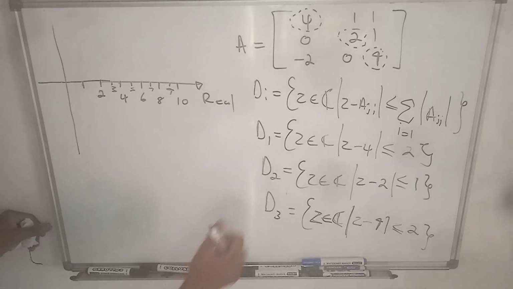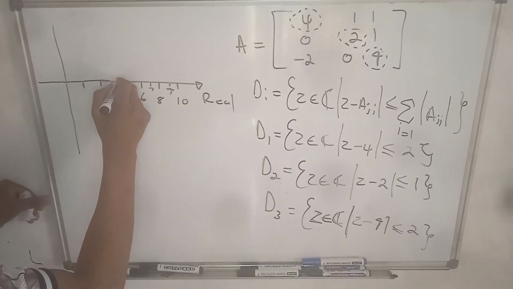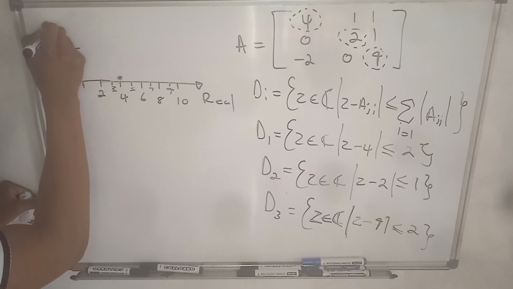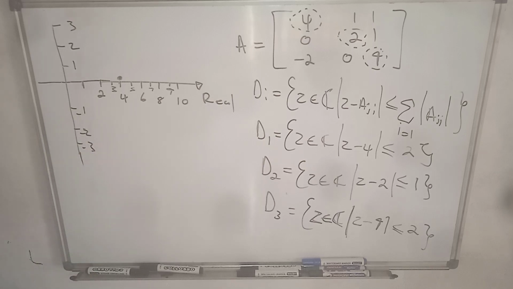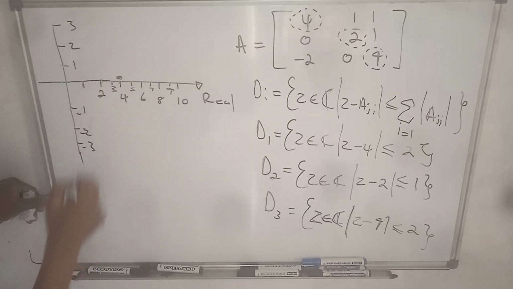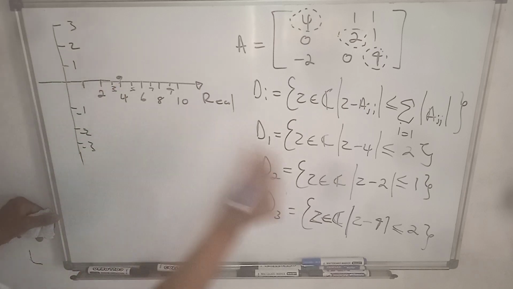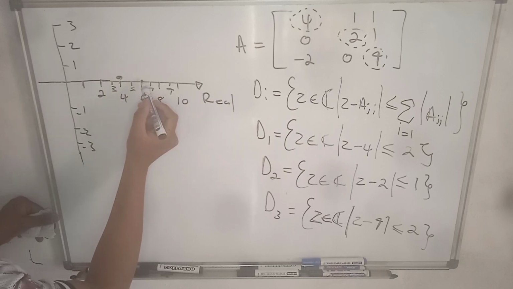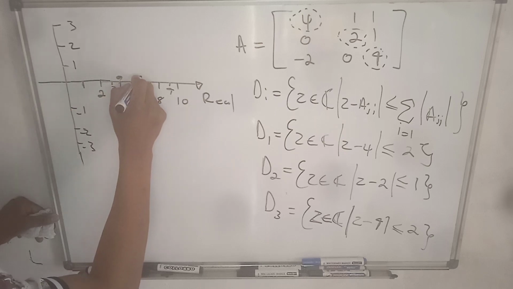So let's check this one first. Here we have 4, and it lies here. Let me draw the scale also: 1, 2, 3, minus 1, minus 2, minus 3. That is the scale that we have. So we have 4 here, and this 4 has a radius of 2. So it will go to 5 and 6, because 4 plus 2 is 6. So it will be somewhere here on 6.